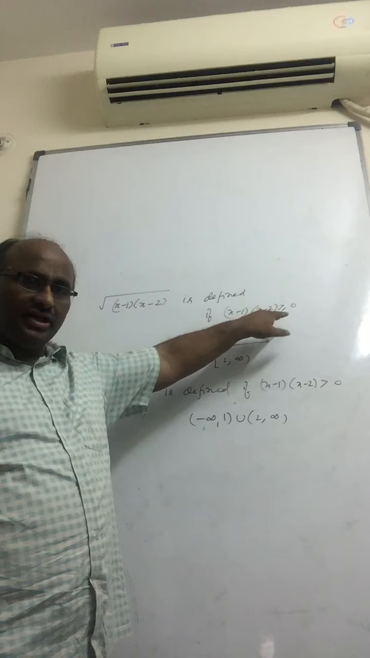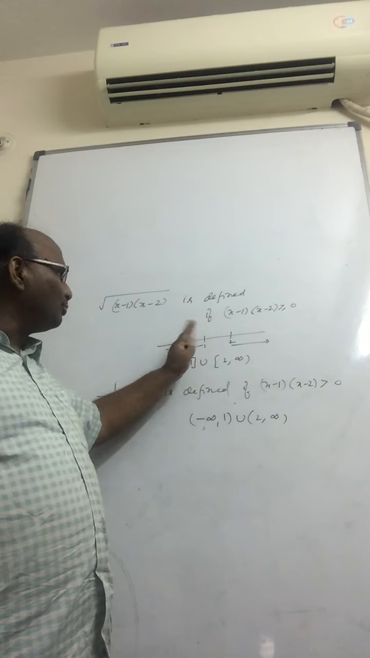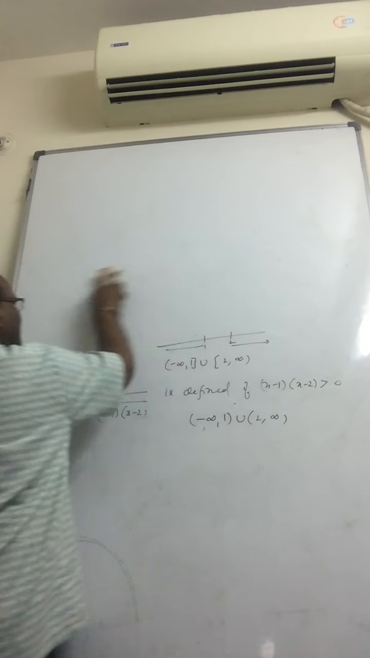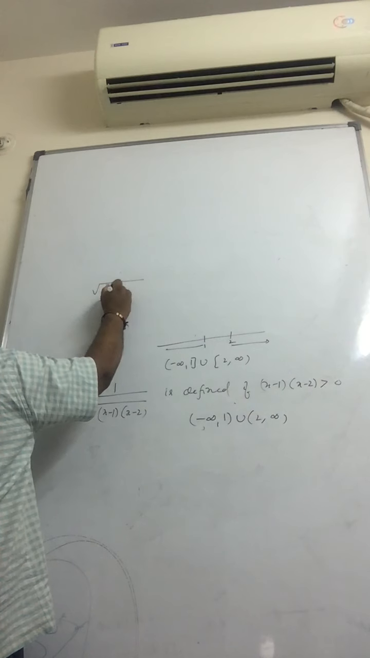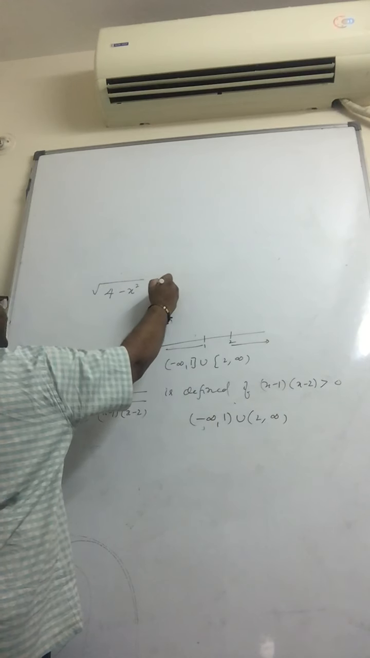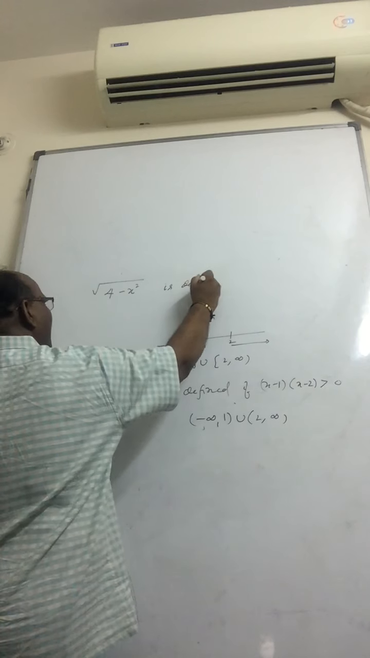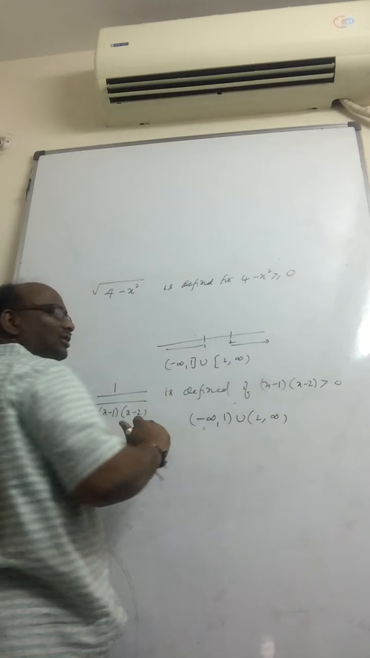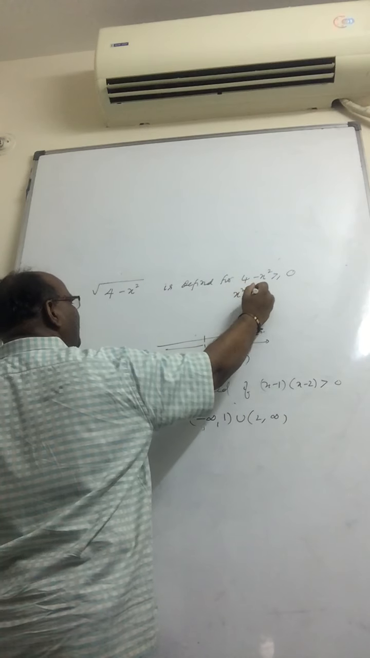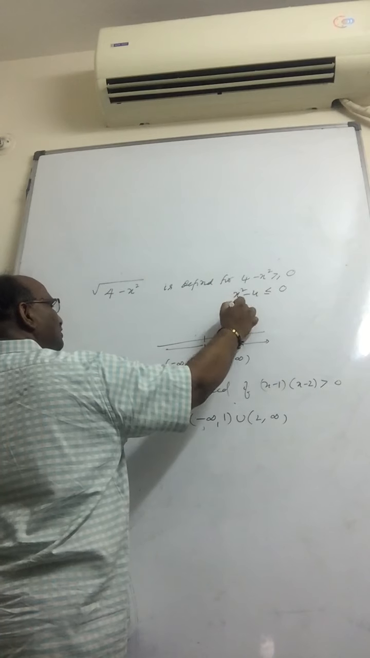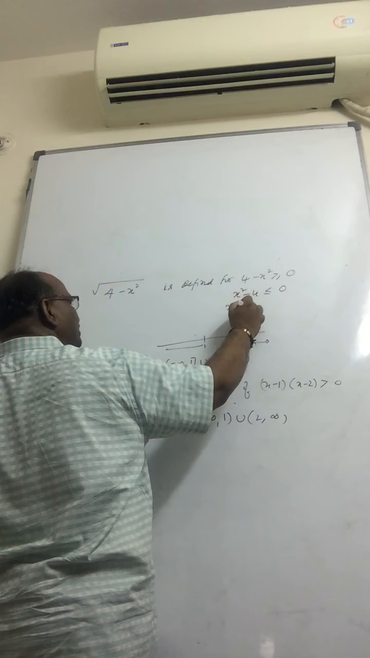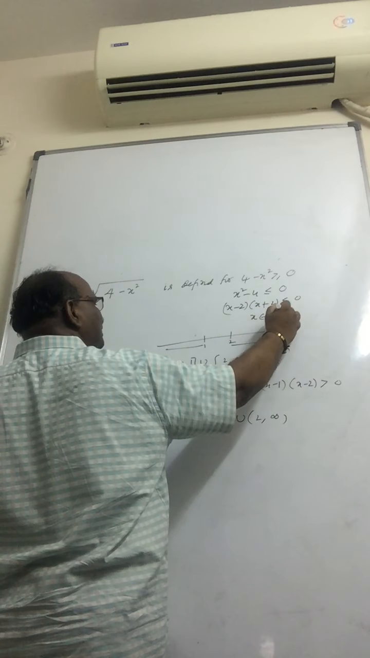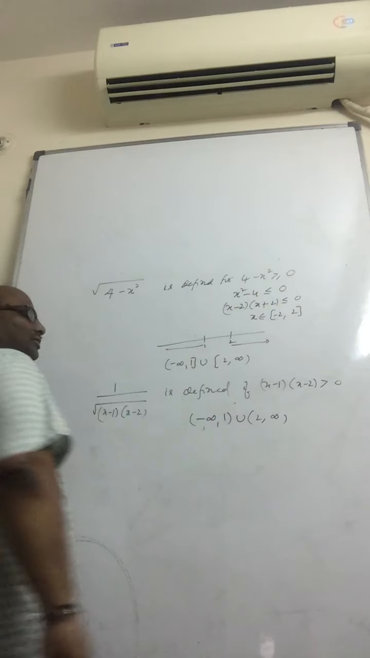While writing the solution for this inequality, more than bigger, less than smaller, keep the x square coefficient positive. So let us consider a third one where the x square coefficient is negative. What is the domain of root of 4 minus x square? It is defined for 4 minus x square greater than or equal to 0. Here the x square coefficient is negative, make it positive: x square minus 4 less than or equal to 0. Once you multiply by minus, the inequality changes. So x minus 2, x plus 2 less than or equal to 0. Less means it must lie between the smaller and bigger values.